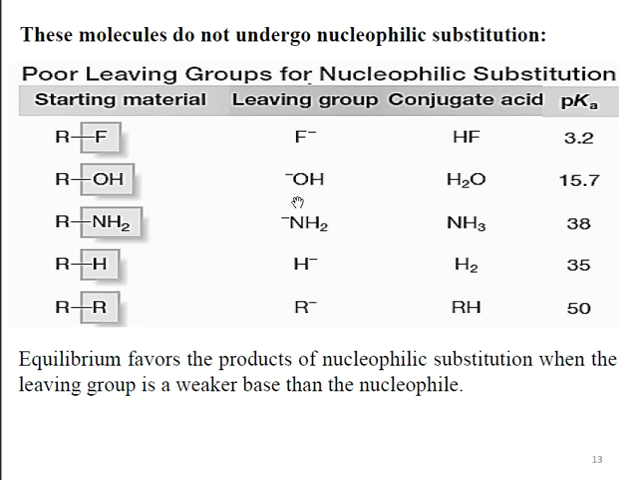Here, OH minus is not stable because the O atom has low electronegativity, and the same thing for the nitrogen, the H minus, and the R minus. All of these are not good leaving groups. That means this compound cannot be used as a starting material to undergo the nucleophilic substitution reaction. The equilibrium favors the product of the nucleophilic substitution when the leaving group is a weaker base. That means if your leaving group is stable, then the nucleophilic substitution will happen.